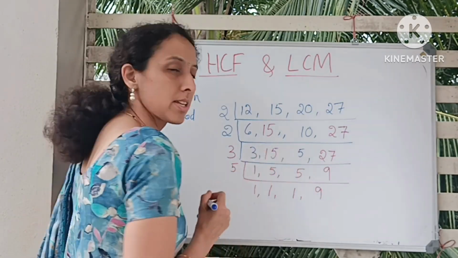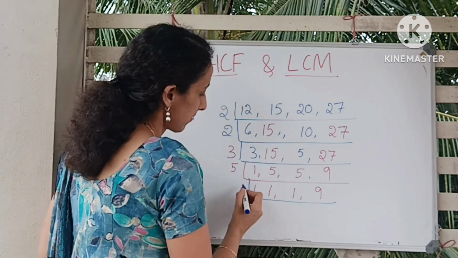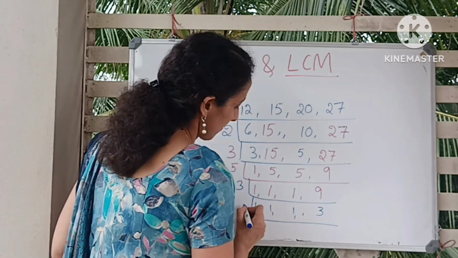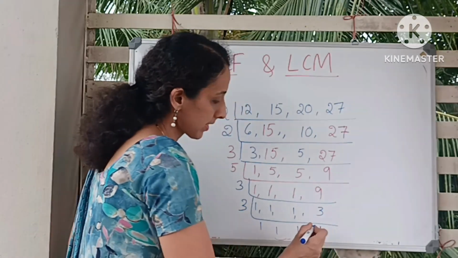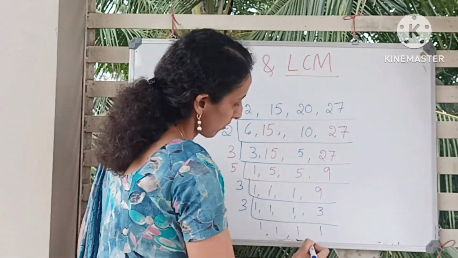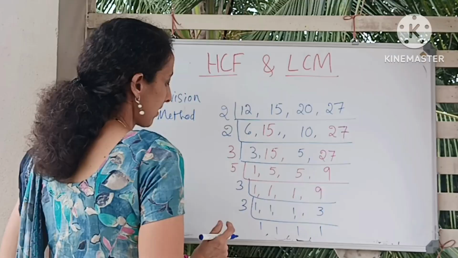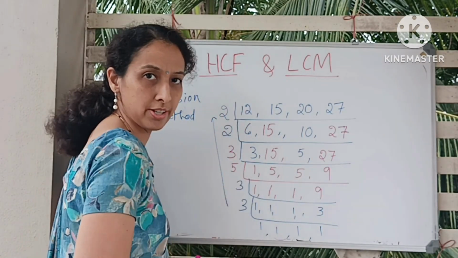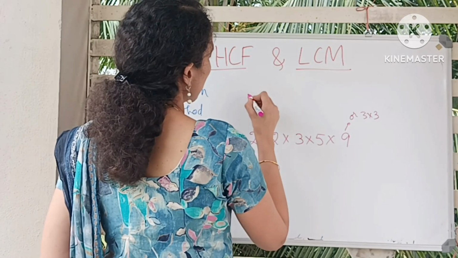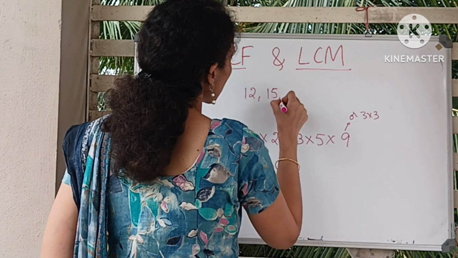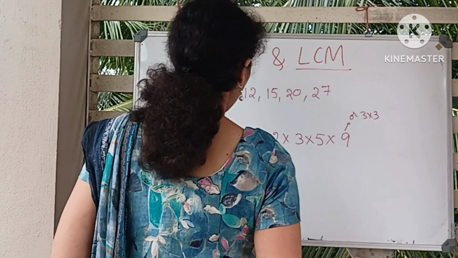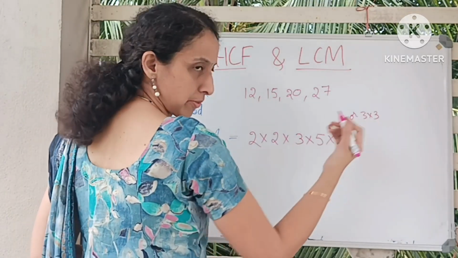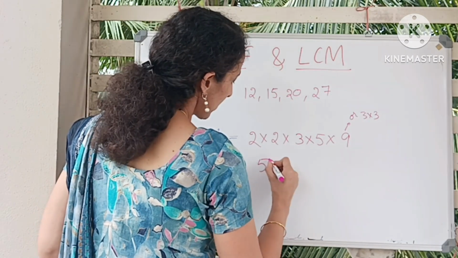For having consistency, some children like to divide further till they get all ones, which is also not wrong. Here the chances of going wrong are very low because we see all the numbers on the left hand side. So we found the LCM of 12, 15, 20 and 27 as 2 into 2 into 3 into 5 into 9, or 3 into 3 if we have proceeded further, which is 540.